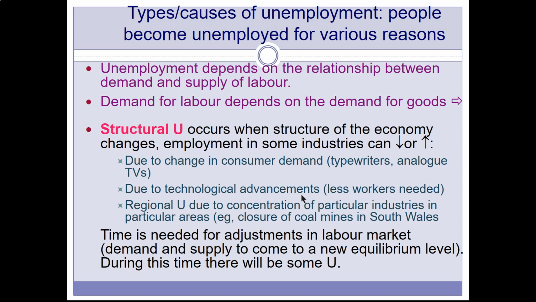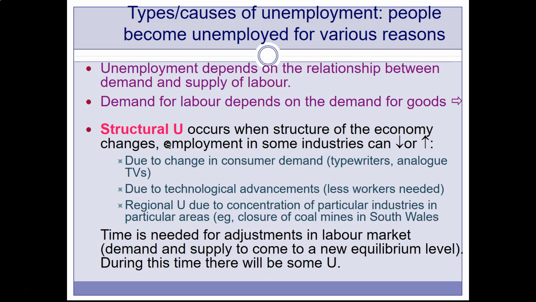Apart from this, due to technological advancements, there will be less demand for workers overall because workers can be replaced by machines, by equipment. For example, if you used to work as a till operator in a supermarket and your supermarket decided to install a few self-checkout points, you will not be needed anymore. So due to technological advancements, there will be less workers required, and as a result, there will be high unemployment in this industry.